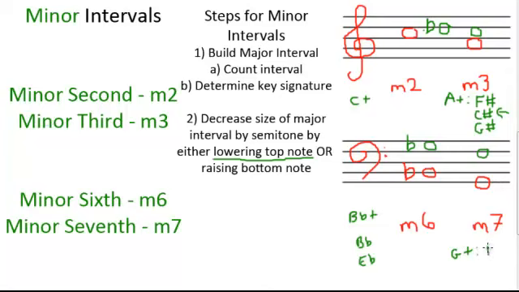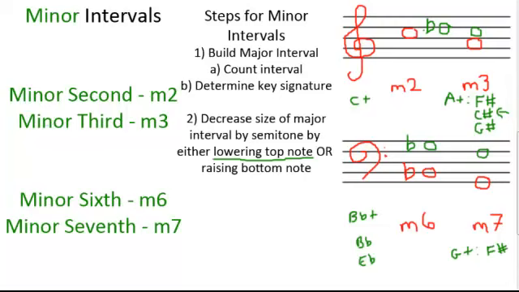That's an F sharp. So now we know that if we want to have a major seventh, we would write in that F sharp. However, we know our next step is that we're going to lower that top note by a semitone. So instead of writing in that F sharp and then erasing it right away, we're just going to write in the F, and then we have our minor seventh. Okay, so those are our ascending minor intervals.